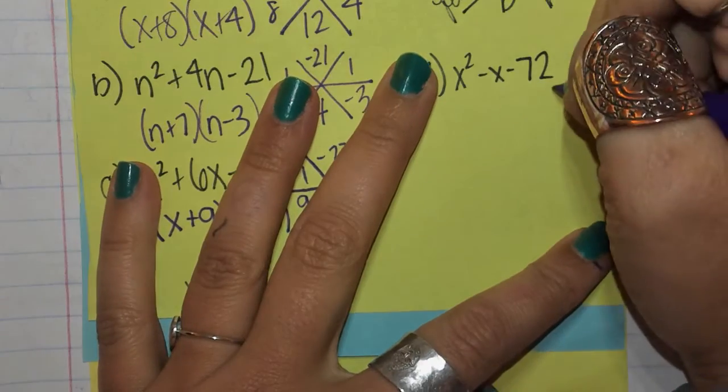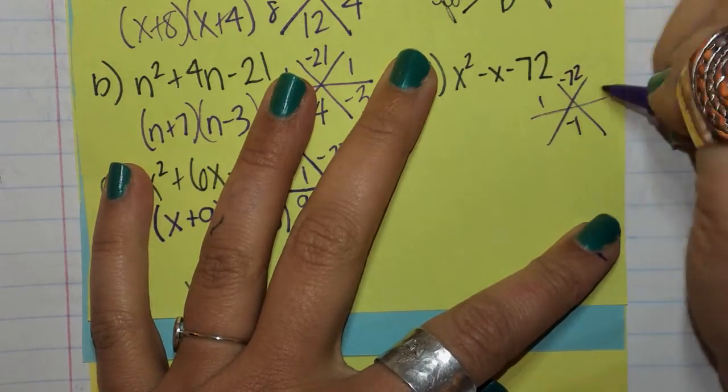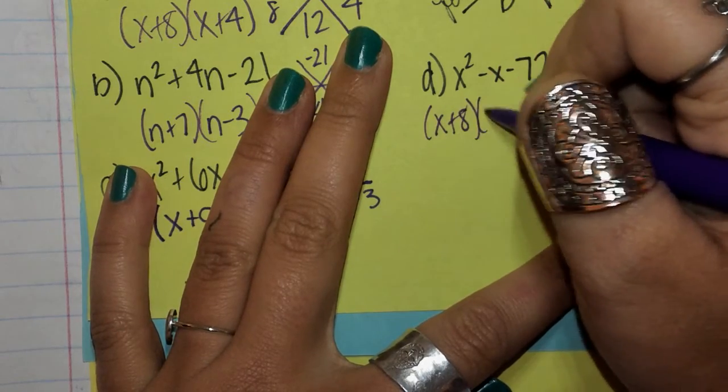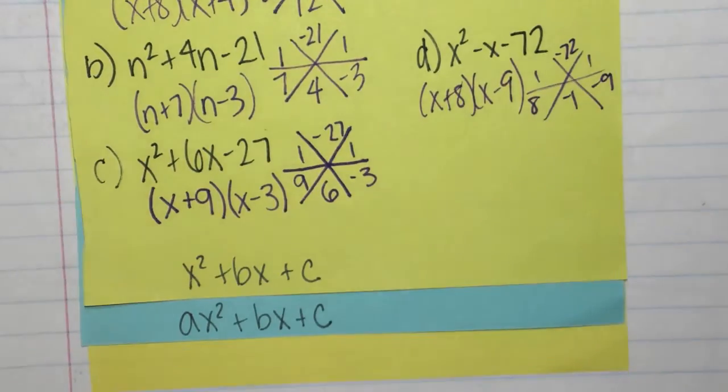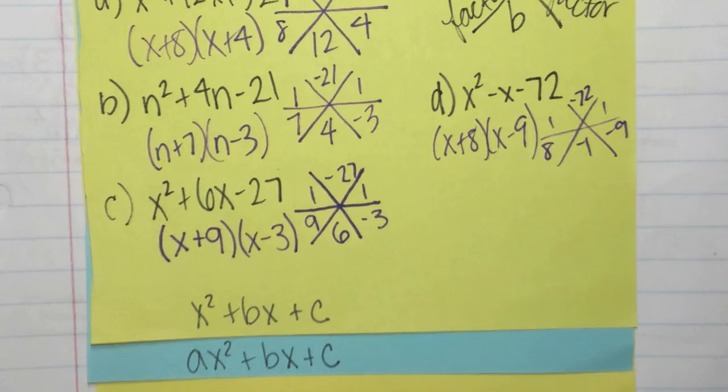Alright, so negative 72, negative 1, 1, 72, 8, negative 9. So x plus 8, x minus 9. How do we do? If everybody got it right at your table, you get a point.